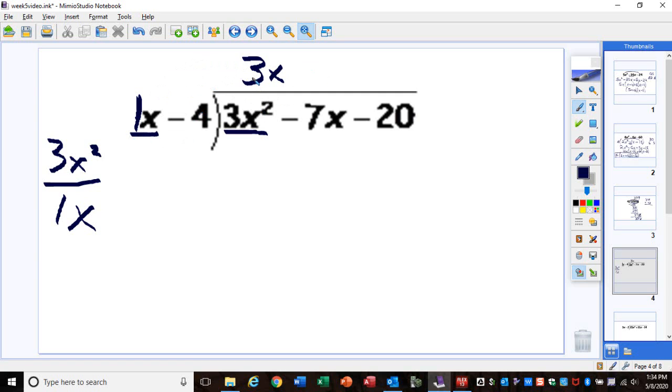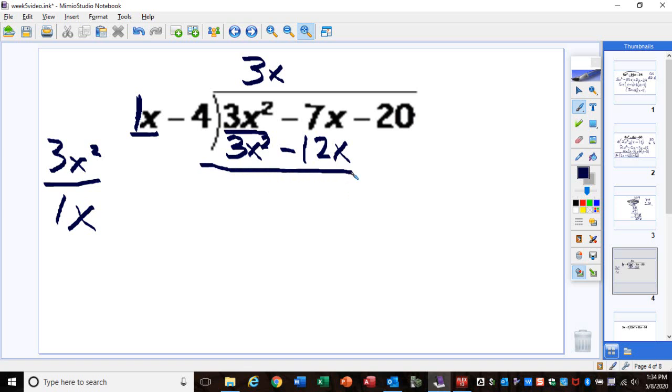So what you can take is 3x times 1x, which is 3x squared. So see, the first term should always be the same. Now you take 3x times negative 4, which is negative 12x. By the way, you will do much longer division when you get to Algebra 2. We're just going to show you the basics this year.